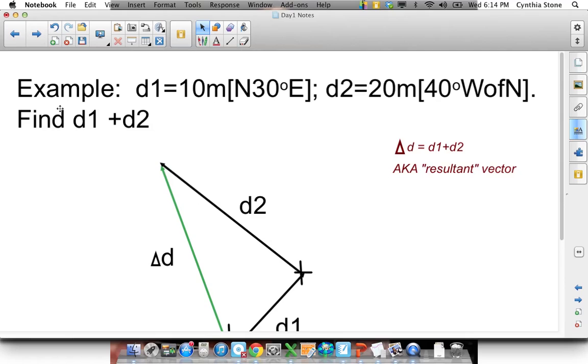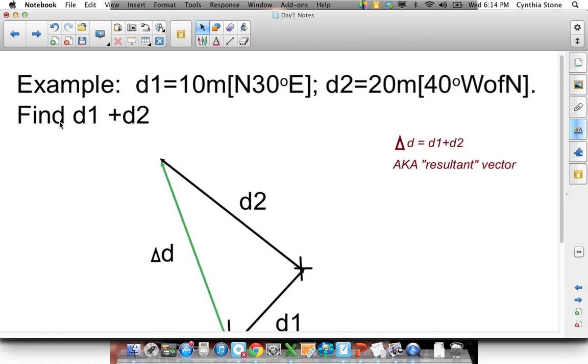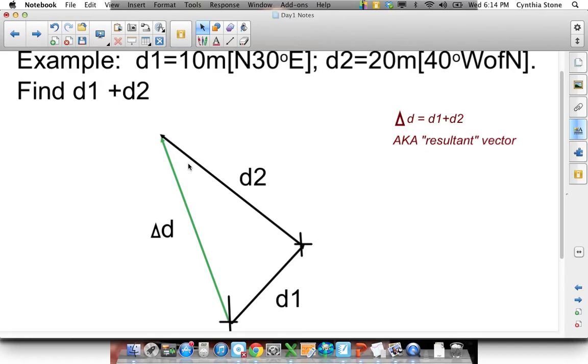So here's my example question. First, I want to add two vectors. One is 10 meters north, 30 degrees east, and add this vector to it, 40 degrees west of north. So I want to find d1 plus d2. So the first thing I'm going to do, even though it's not really that relevant if you're adding by components, is I'm going to draw it.